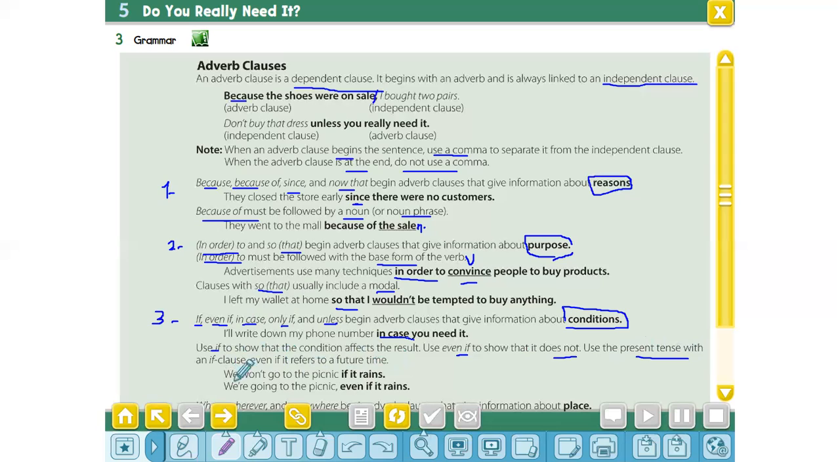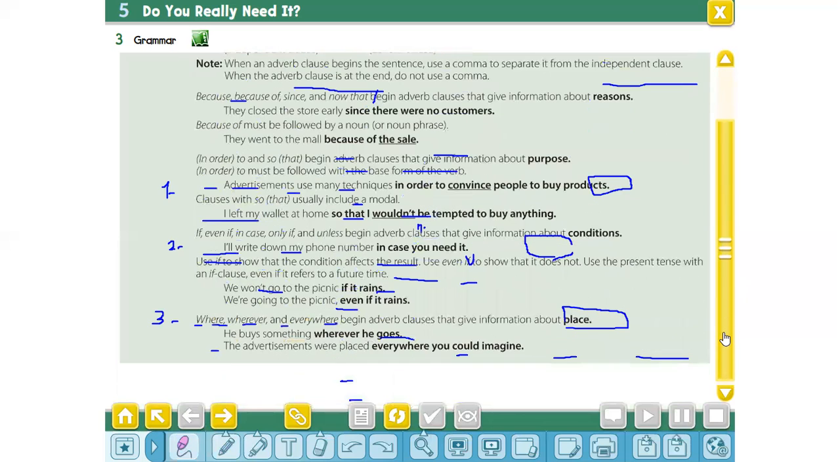For example, we won't go to the picnic if it rains. Pay attention. This is the adverb clause and it's followed by present tense. We are going to the picnic even if it rains. Is it clear? What about the fourth kind of adverb?